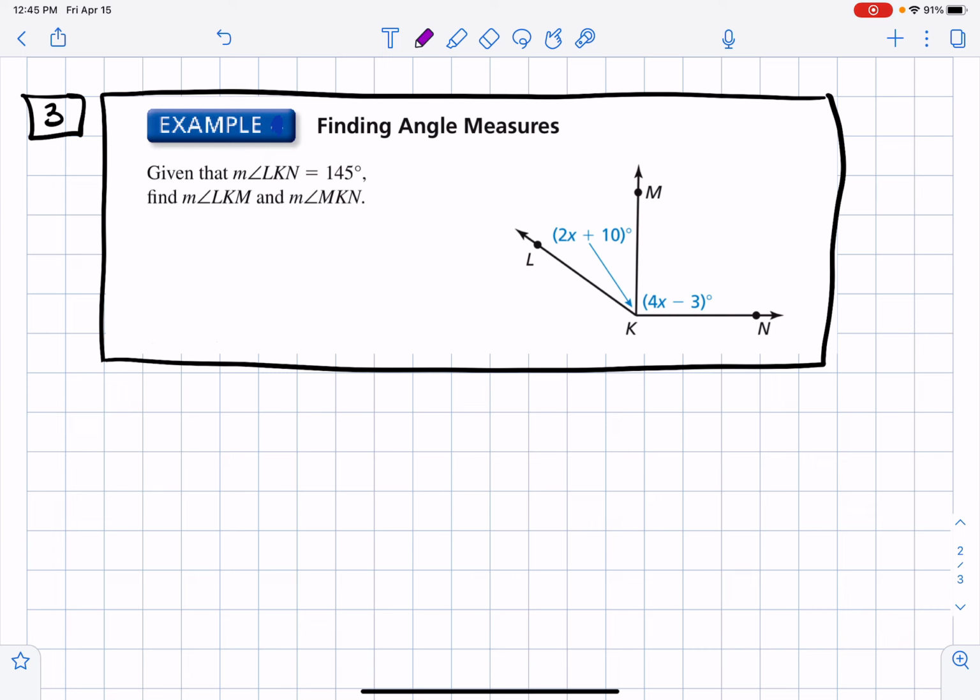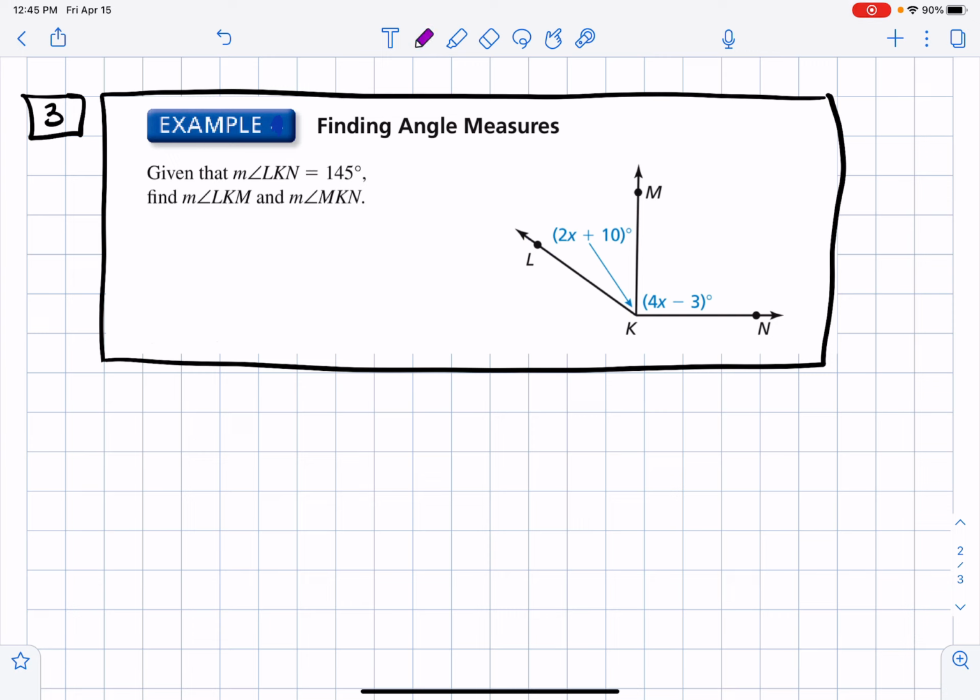Okay, box number 3 says an example, finding angle measures. So given that the measure of angle LKN is 145 degrees, so LKN, this whole entire thing right here is 145 degrees, keep that in mind. Find the measure of angle LKM and the measure of angle NKM. So that's what we're going to do.